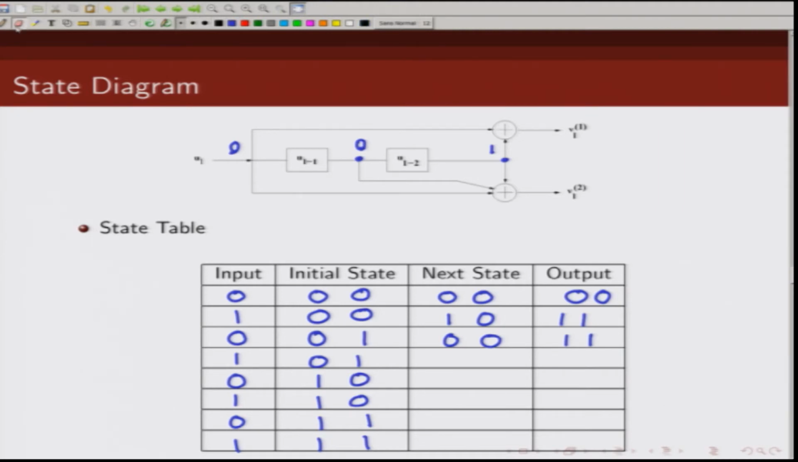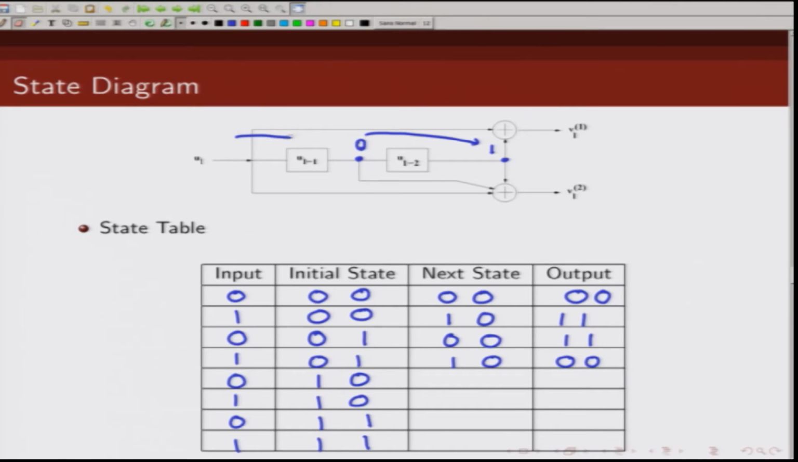Next, if the initial state is 0 1, but the input is 1. So, in that case the next state would be this 0 will move here and this 1 will move here. So, next state would be 1 0 and what is the corresponding output? This will be 1 plus 1, that is 0, and this will be 1 plus 0 plus 1, that is again 0.